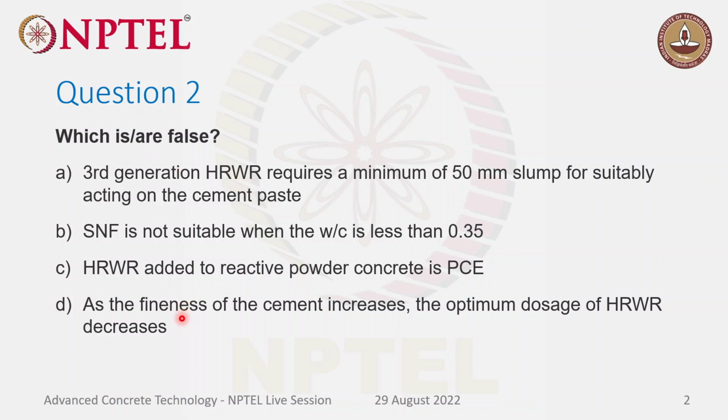And then option D is as the fineness of the cement increases, the optimum dosage of high range water reducing admixture decreases. Okay, so let me start the timer for a minute. Please give your answer in the chat box. Please pick out the wrong statements.